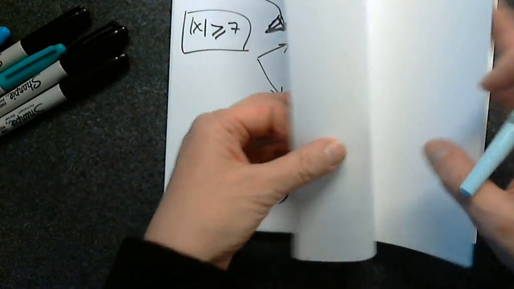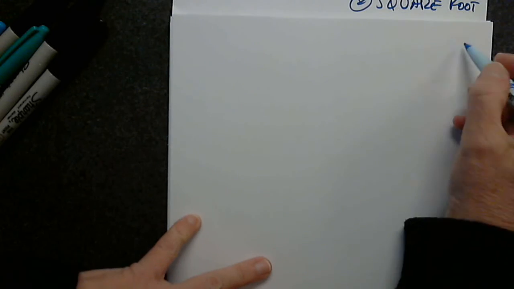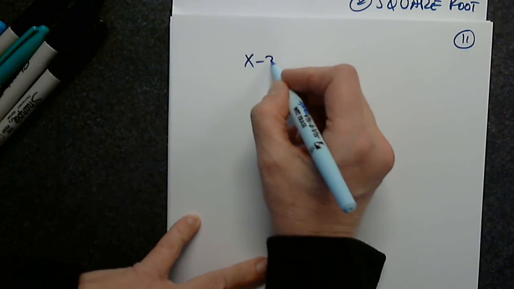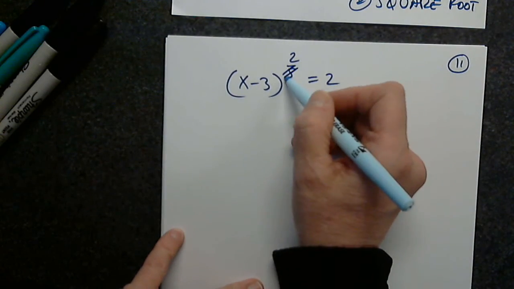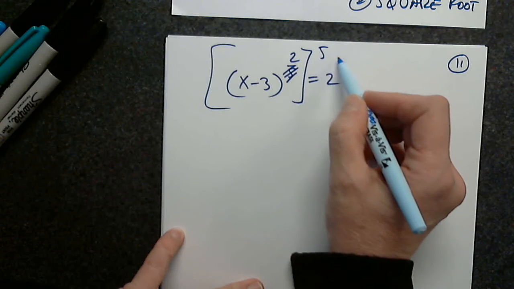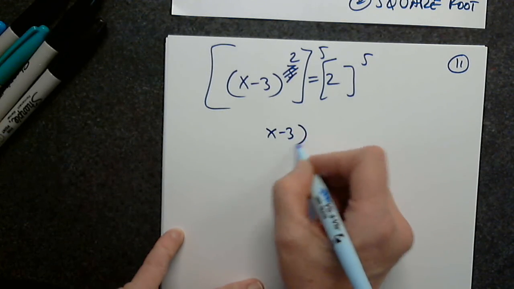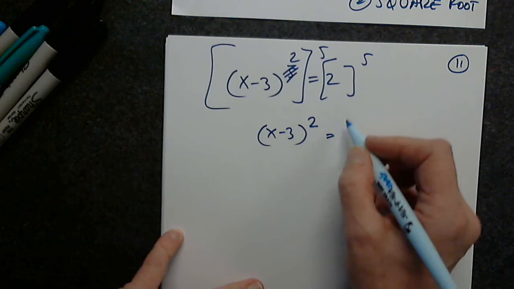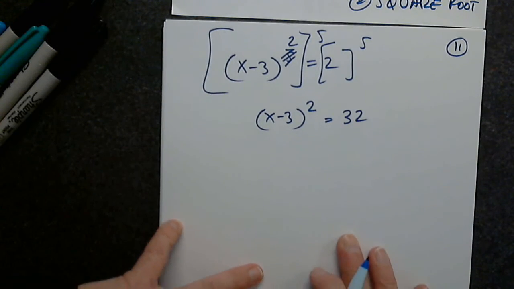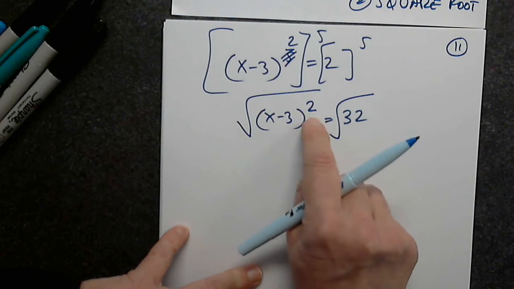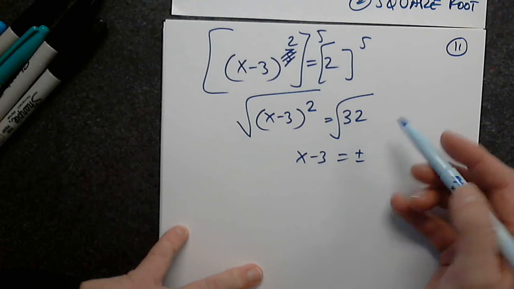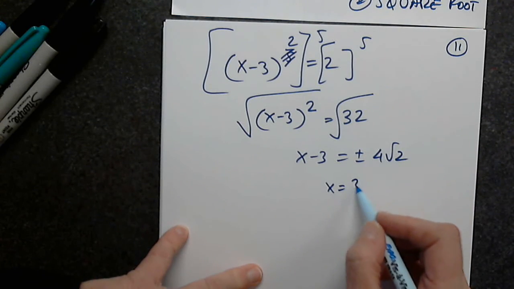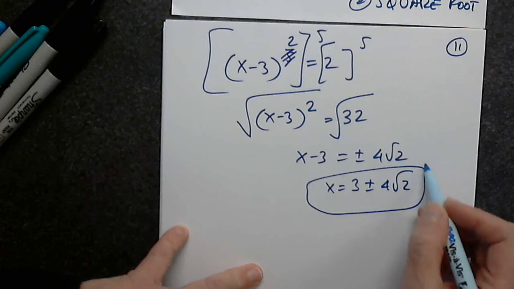Yep. I think I messed that up, but that's okay. My example did not have the right-hand side, so let me make up a right-hand side. First I want to eliminate the denominator by raising both sides to the fifth power. So I get x minus 3 to the second power equals 2 to the fifth, which is 32. Now I take the square root to eliminate the numerator, and I get x minus 3 equals plus or minus the square root of 32, which is 4 the square root of 2. So x is 3 plus or minus 4 the square root of 2.